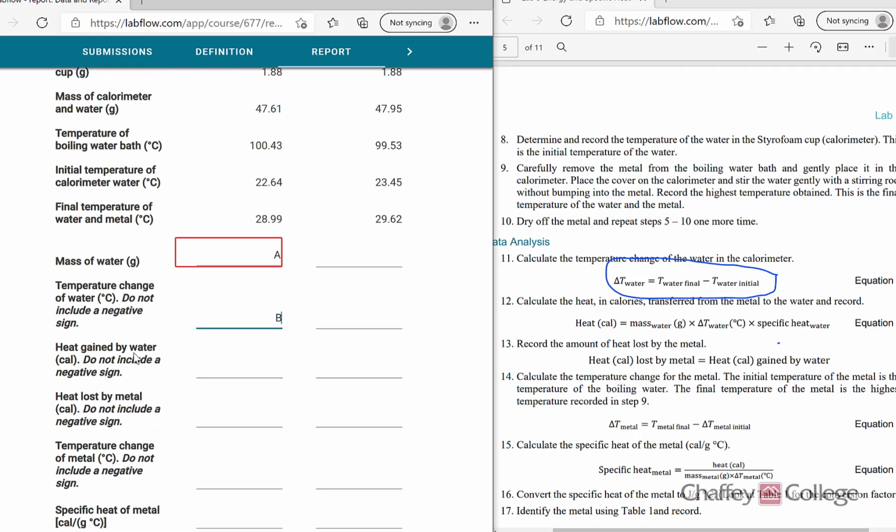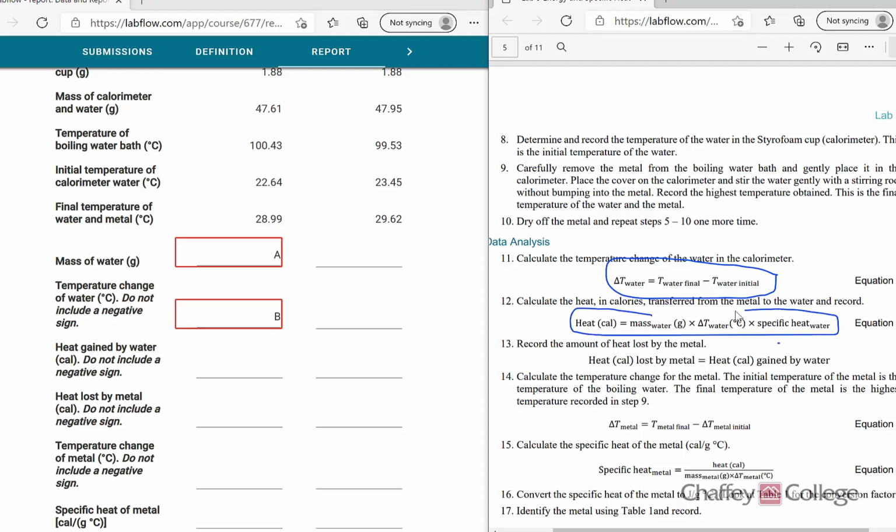Next is heat gained by water. Do not include the sign. The equation or formula to calculate the heat gain is number 12. So this equation goes here. Apply this equation: it equals mass times delta T times specific heat of water. Mass of water is A, because we calculated it to be A, multiplied by delta T of water, which we just measured to be B, multiplied by specific heat of water.